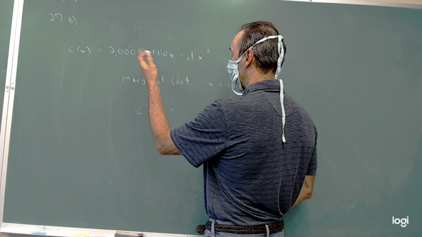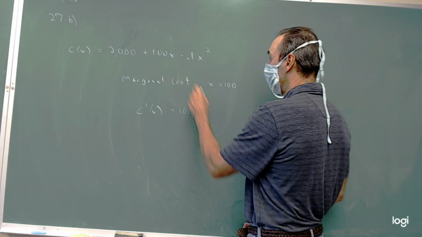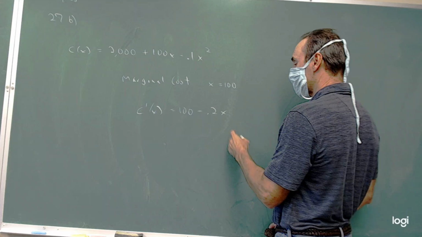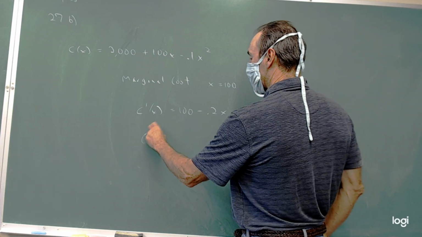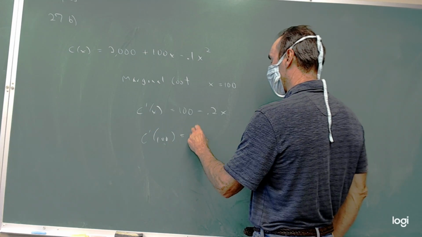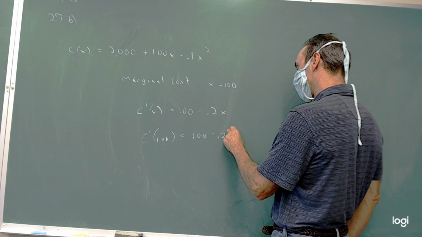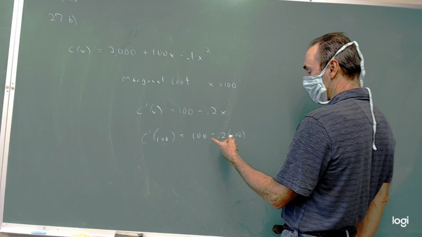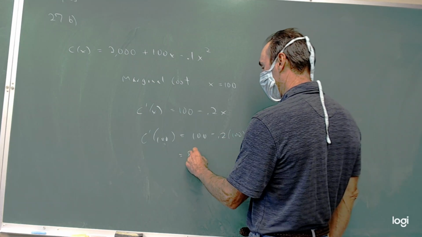So we differentiate like we always do: 100 minus 0.2X. When you evaluate this at 100, you get 100 minus 0.2 times 100. So that's 100 minus 20, which is 80.